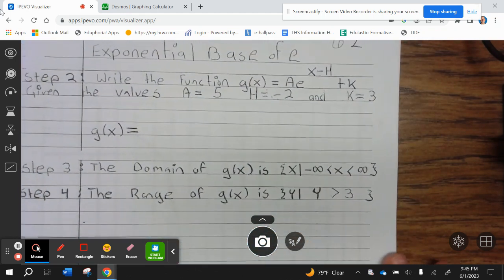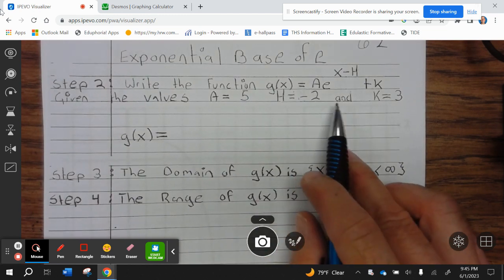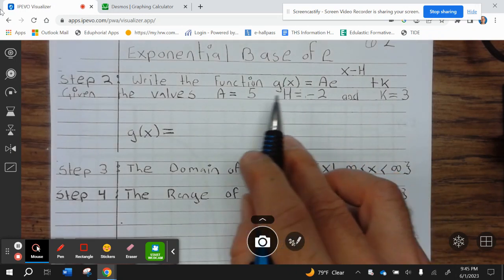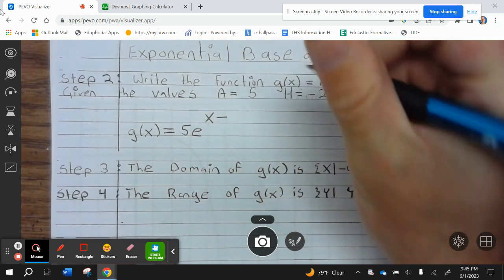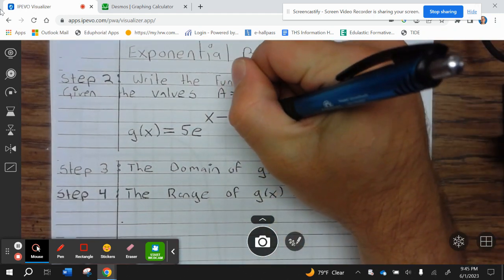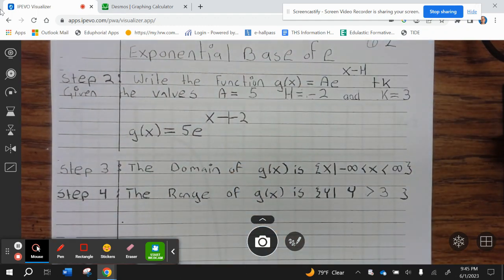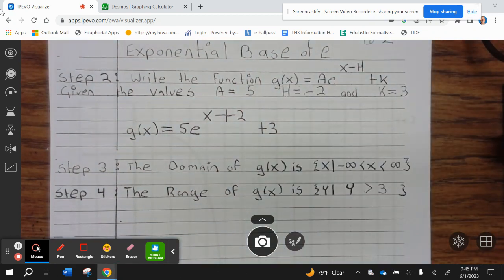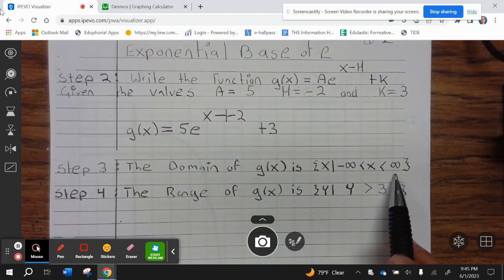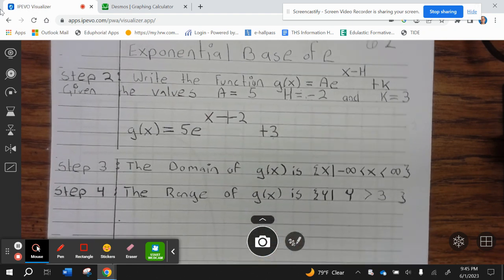Okay. Write the function g of x equals a e to the x minus h plus k. Give the values: a, which we know is 5, h is negative 2, k is 3. So we plug those in. So a is 5, so 5e to the x minus h, where h is negative 2, that becomes a positive 2, and then plus 3. Now, the domain is always negative infinity to positive infinity for base e, and the range is based on 3, so it's greater than 3.